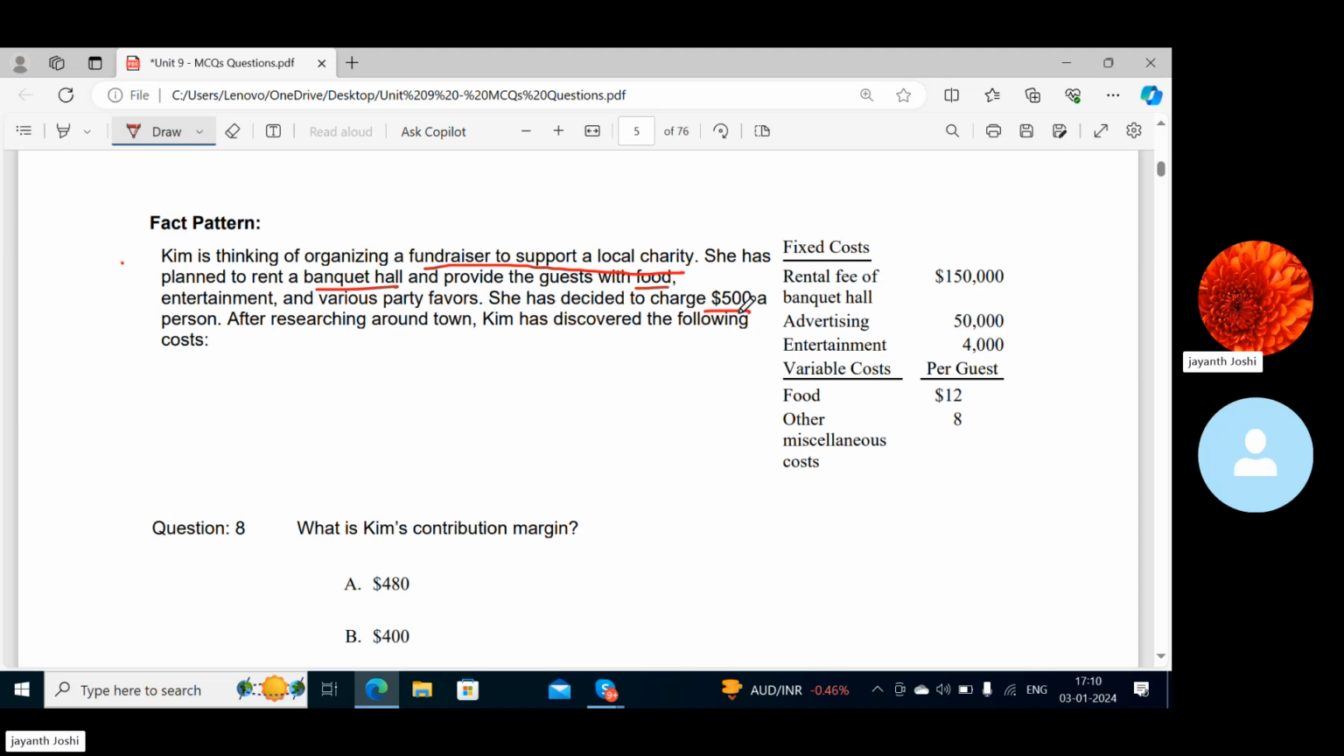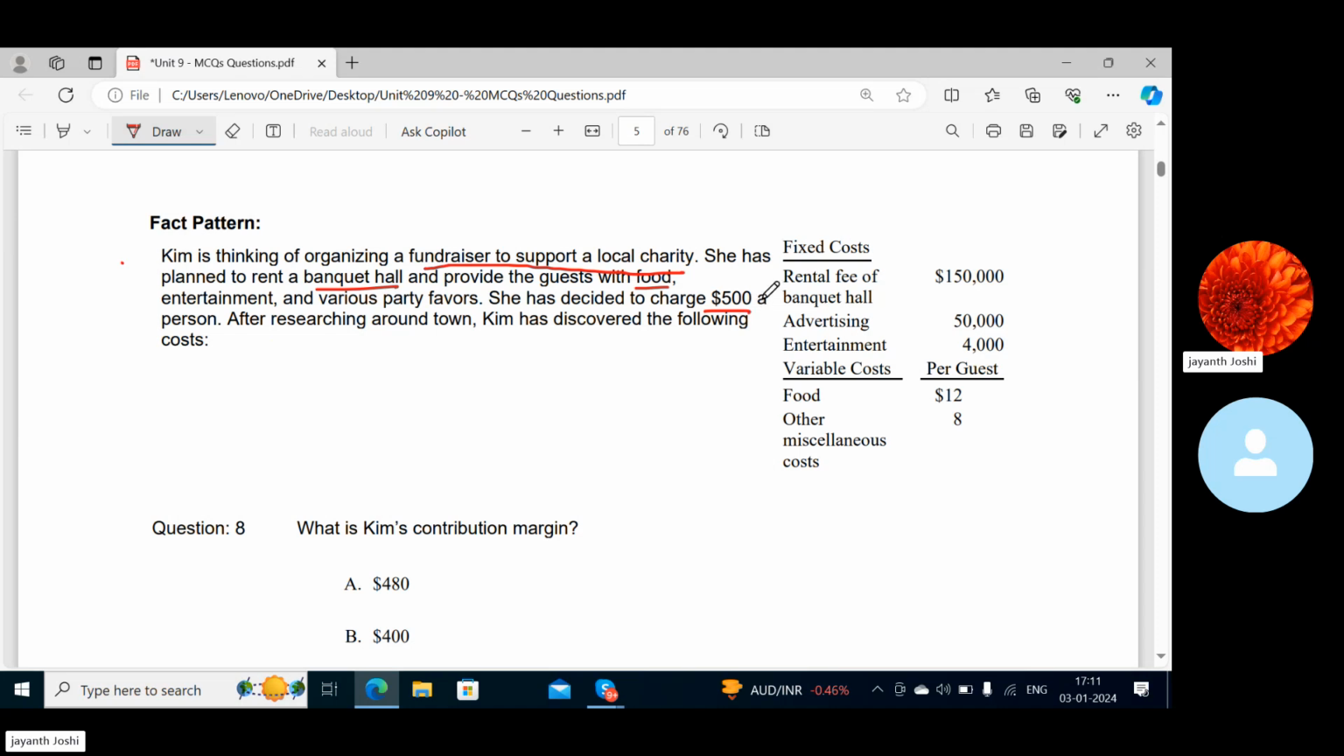See, in foreign countries and some in the United States, the presidents and all, what they do for election campaigning, they raise funds, so they have these kinds of dinners they arrange, and people contribute money and all. Okay, so she has decided to charge $500 per person for this event, right?